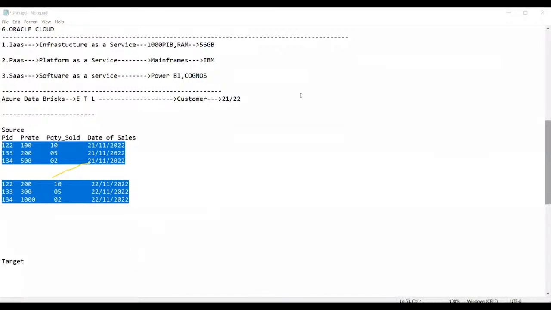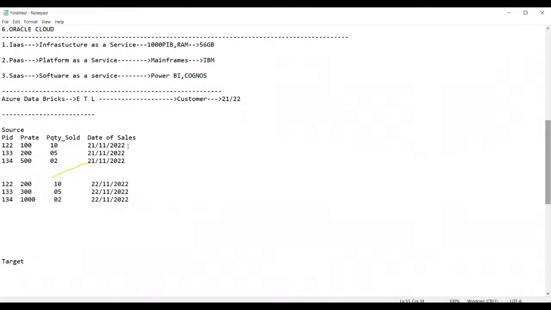If you have a massive amount of data, can you look at the data and decide? Suppose each table has some 1 lakh records. Can you decide by looking into the records? No, not possible. So for that, we use a technique. What is that? ETL.